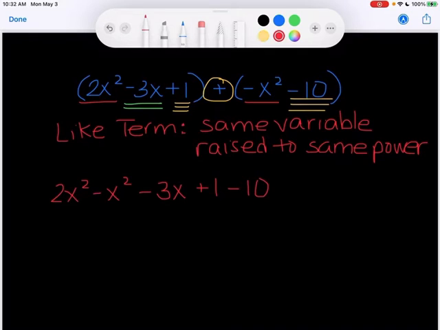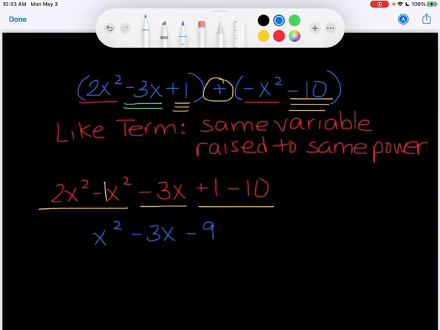So I'm going to combine 2x squared minus x squared, and there's an understood 1 here. So we're going to get 1x squared, or just x squared. Negative 3x I can't combine with anything, so I'm just going to write minus 3x. And then I've got 1 minus 10, which is negative 9 here.